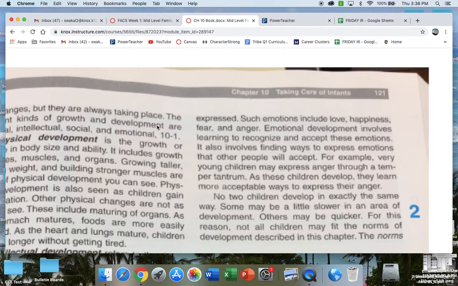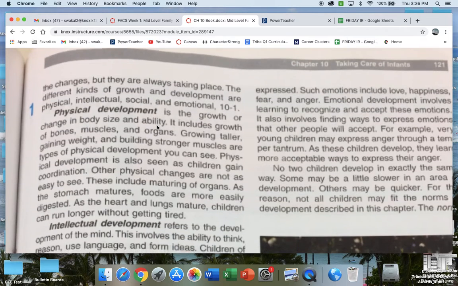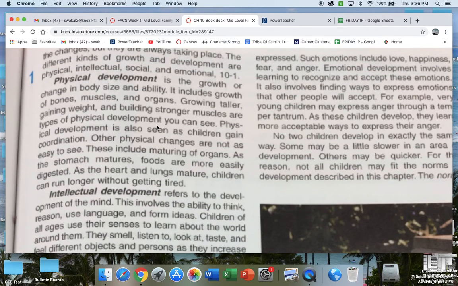So if you didn't remember, one of the stages of development is physical development. One of them is intellectual development. The next one is social development. And the next one is emotional development. And it doesn't matter which order these are in.